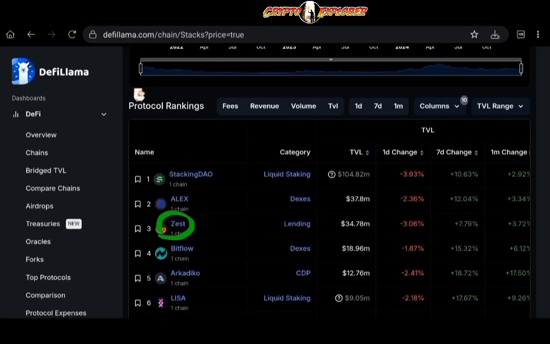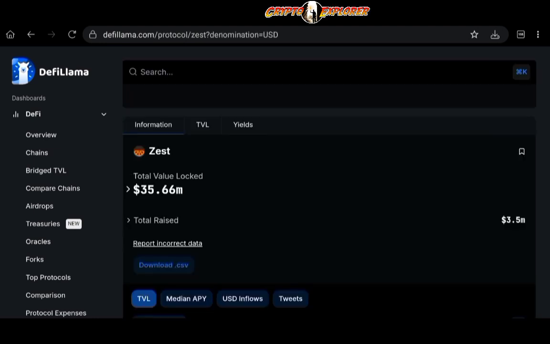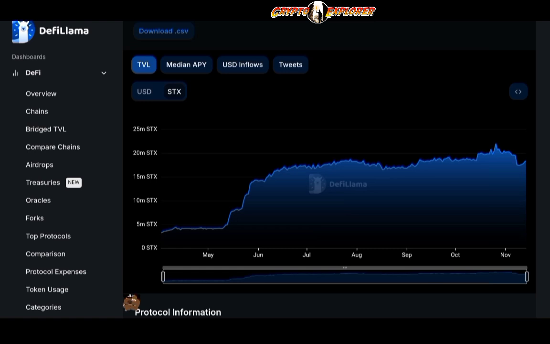Next on the list, we have Zest, which is an on-chain lending protocol built for Bitcoin. They have a TVL of over $35 million, and when using Zest, users can lend or borrow assets, earning yield on native Bitcoin and also trade stablecoins. Overall, a great option for those looking to diversify their yield farming strategies. Zest launched back in April of 2024, and so far it has grown and kept itself quite stable.